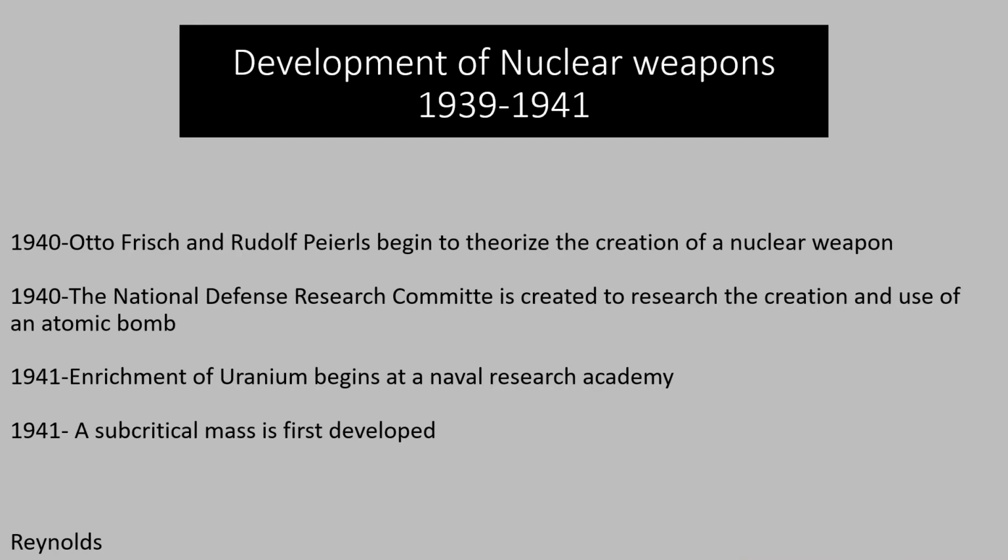1939 to 1941. In 1940, Otto Frisch and Rudolf Peierls began to theorize the creation of a nuclear weapon. The National Defense Research Committee is created to research the creation and use of an atomic bomb. Enrichment of uranium begins at a Naval Research Academy. A subcritical mass is first developed.